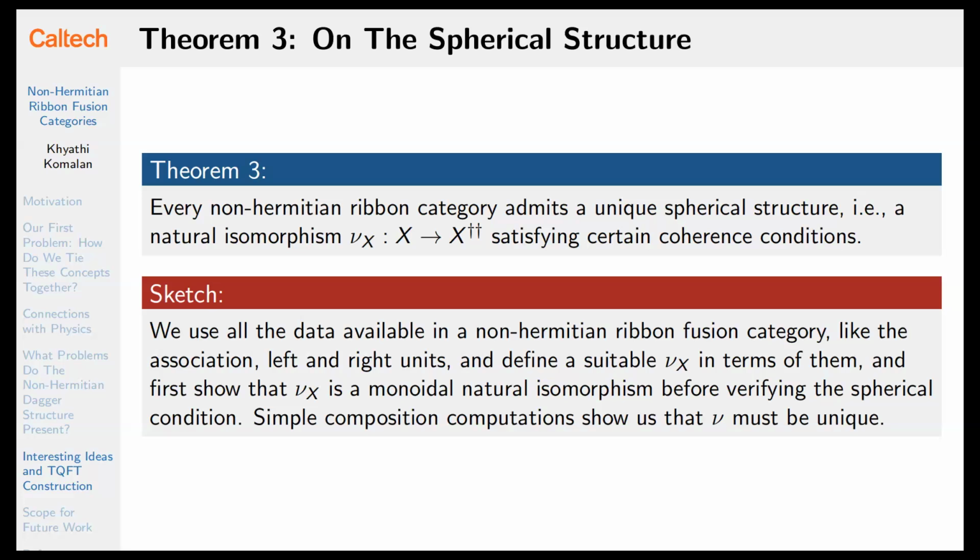And we'd be showing that Vx is a monoidal natural isomorphism. And then you'd be using that to verify the spherical condition. And this is basically a lot of commutative diagram chasing essentially. And you'd be basically using a lot of composition and stuff. And then you'd eventually realize that V is actually unique.